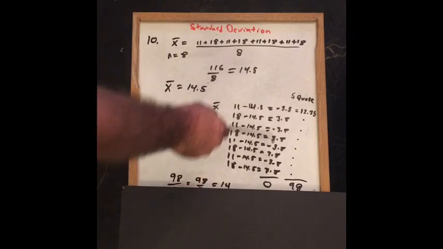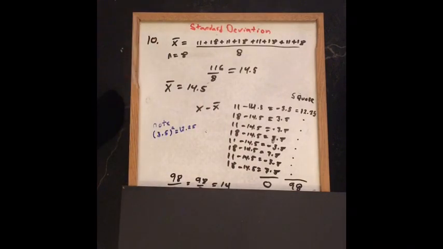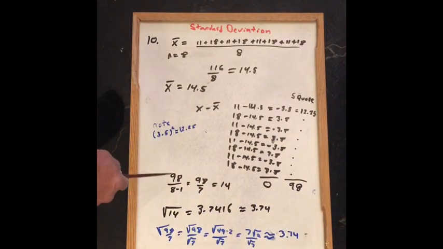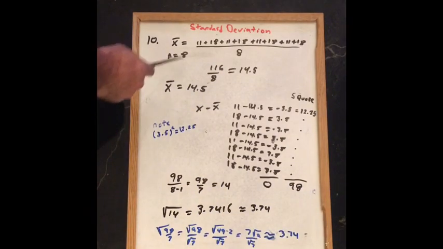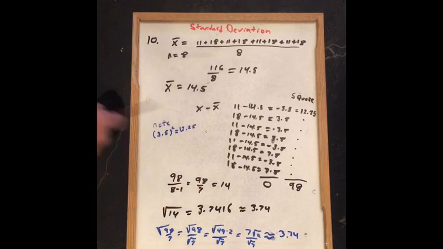Notice that the sum of the residuals is 0. Sorry for the bad handwriting, but it is 3.5 or negative 3.5 for all of them. Then what we do is take this 98 number here and divide by 1 less than n. n is 8, so we make 8 minus 1, which is 7.